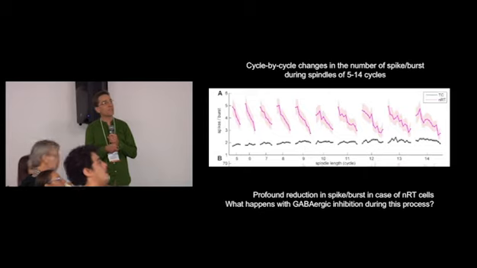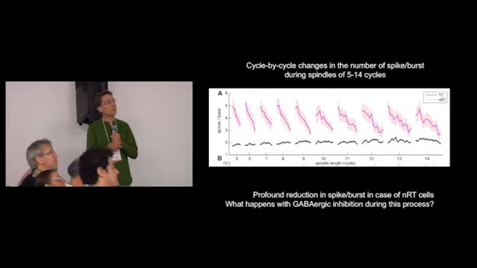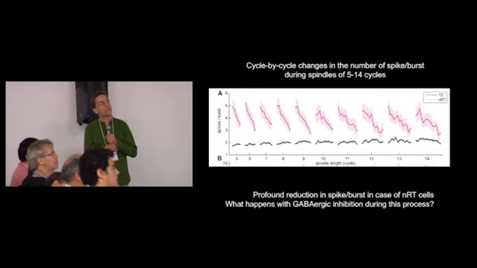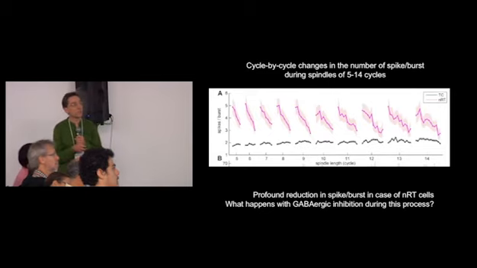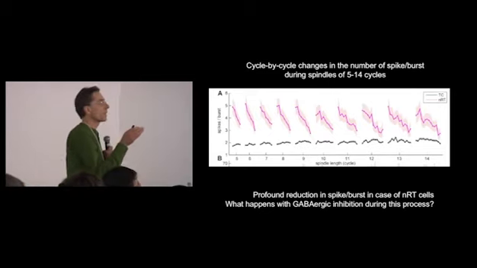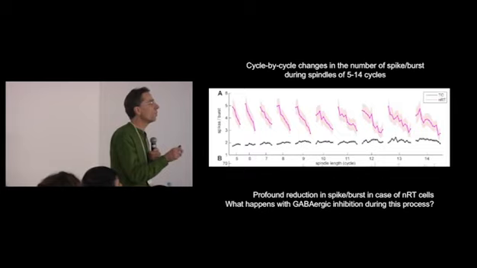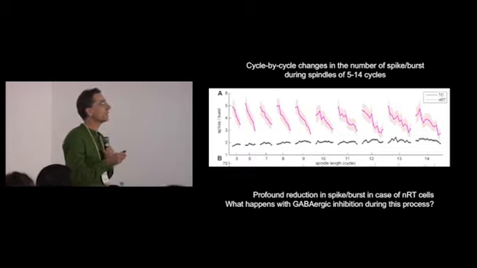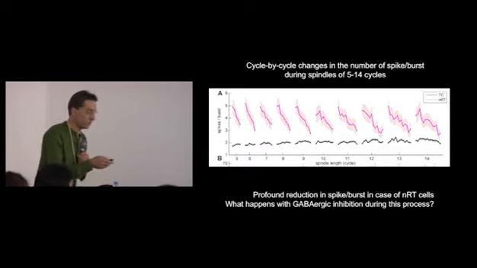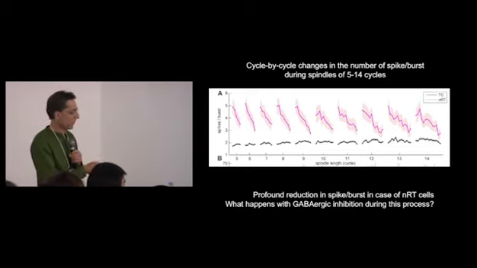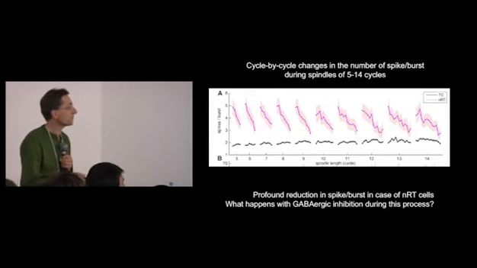And of course, the data clearly show that in case of all spindles, the individual bursts contain lots of spikes, and the number of spikes is diminishing during a spindle. So basically, in the beginning of a spindle, you always have a lot of spikes in an NRT burst, and in the end, you have very few spikes. In case of the TC cells, you don't see any big changes.